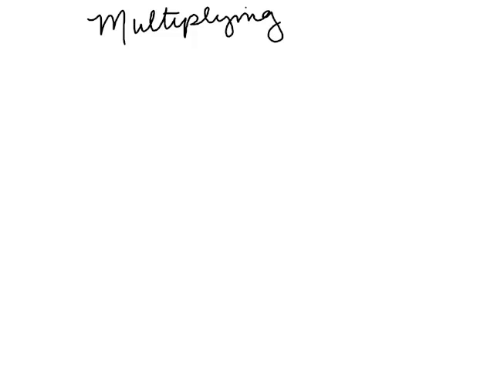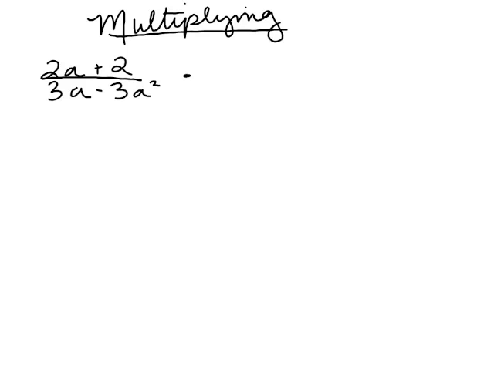This section is called multiplying rational expressions. The example is (2a + 2) over (3a - 3a²), and all of that I multiply by (3a² - a - 2) on top and (9a² - 4) on bottom. So I need to simplify each of those 4 different expressions first.